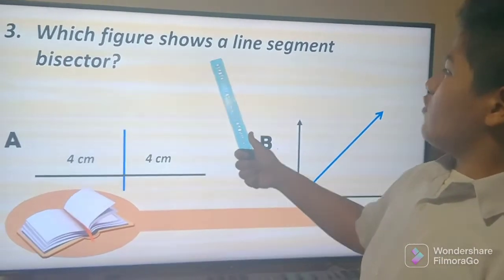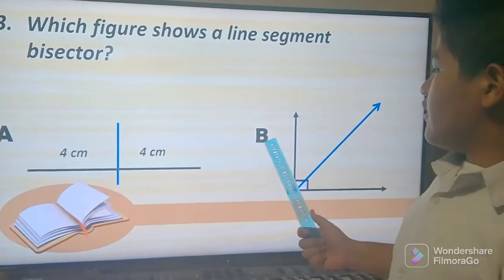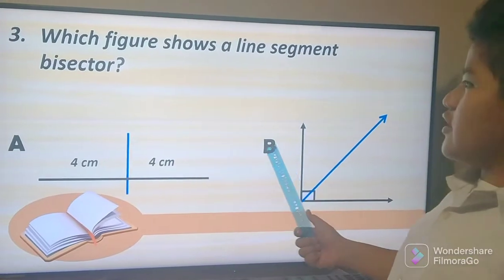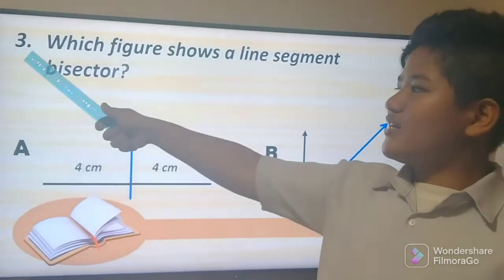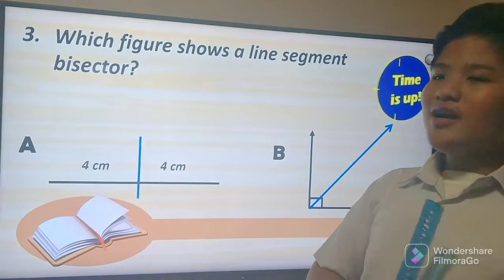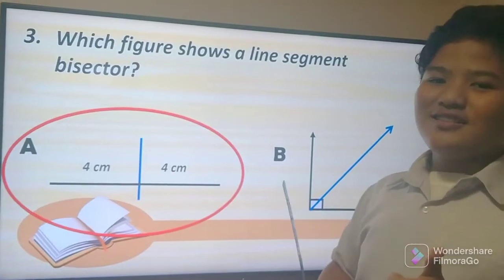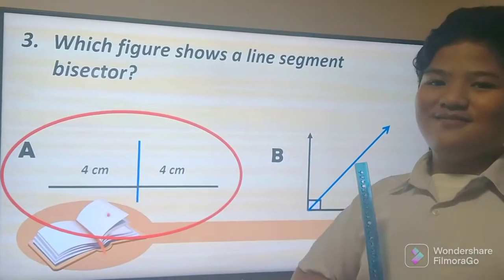Number 3. Which figure shows a line segment bisector? Is it letter A, figure, or is it letter B, figure? What do you think is the answer in your number 3 question? Time's up! If your answer in number 3 is figure A, yes, you're correct. The answer is figure A.